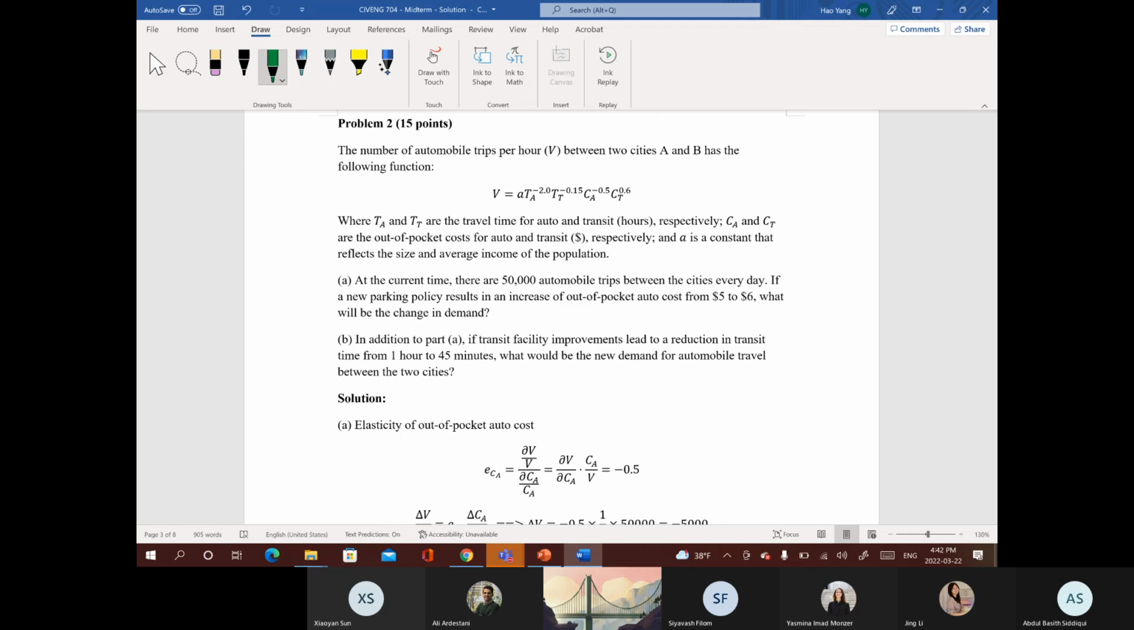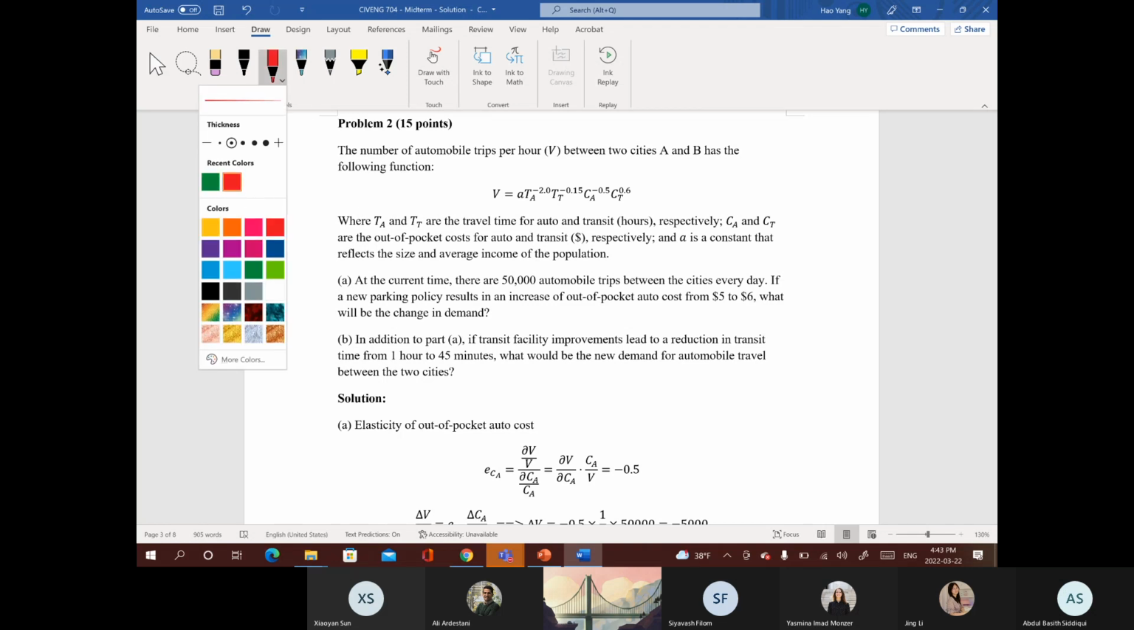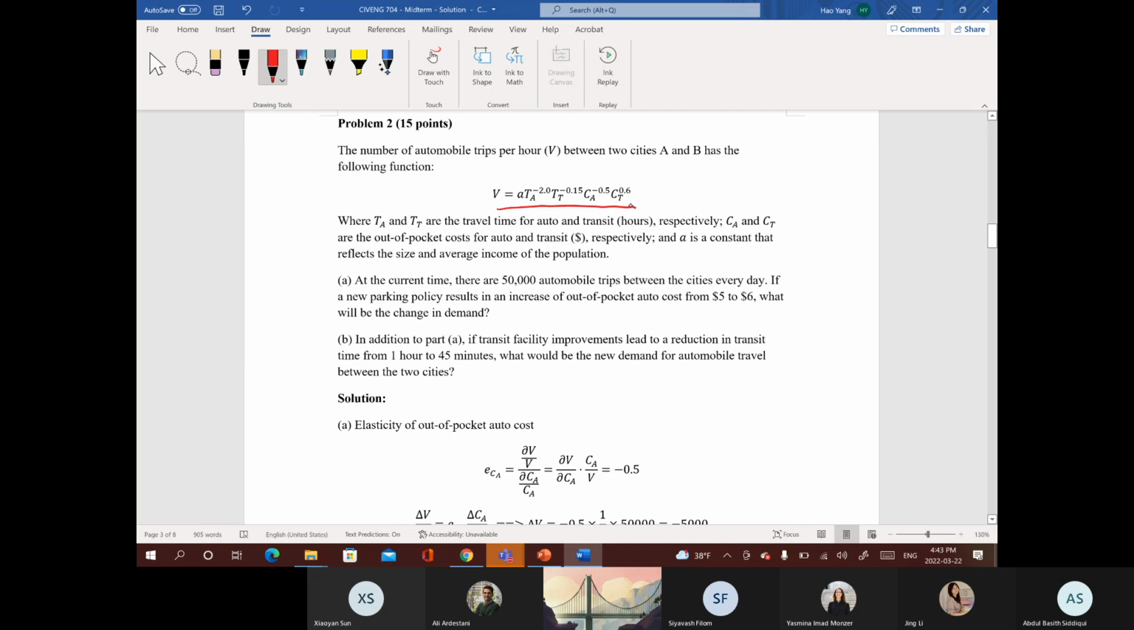In this problem, we assume that there's a function between the number of trips and the properties of the features of the trips, like the travel time of the auto and the bus, and the cost of auto and transit. The first problem wants us to find out what happens if the auto cost is changed from $5 to $6.